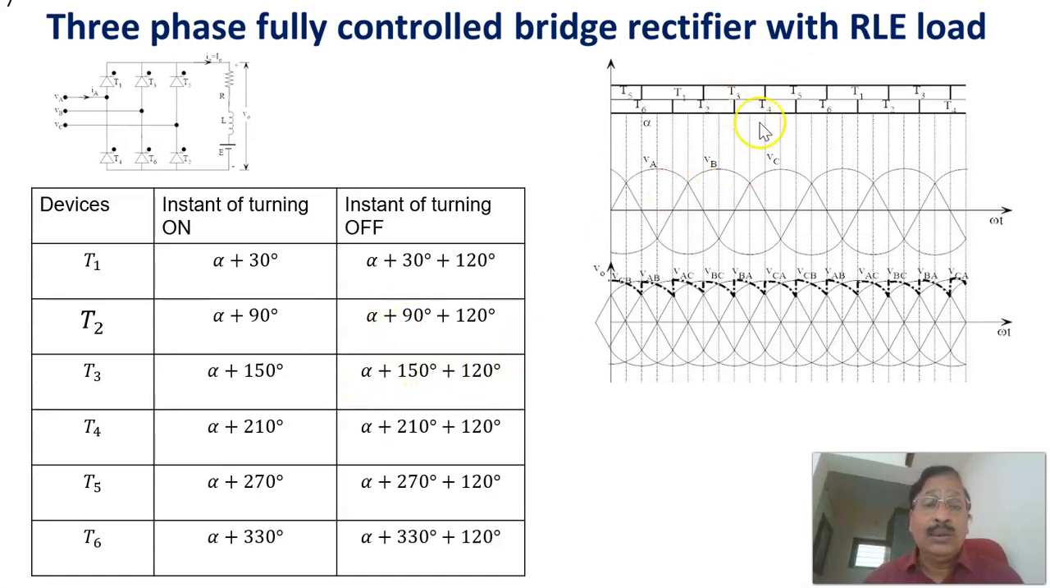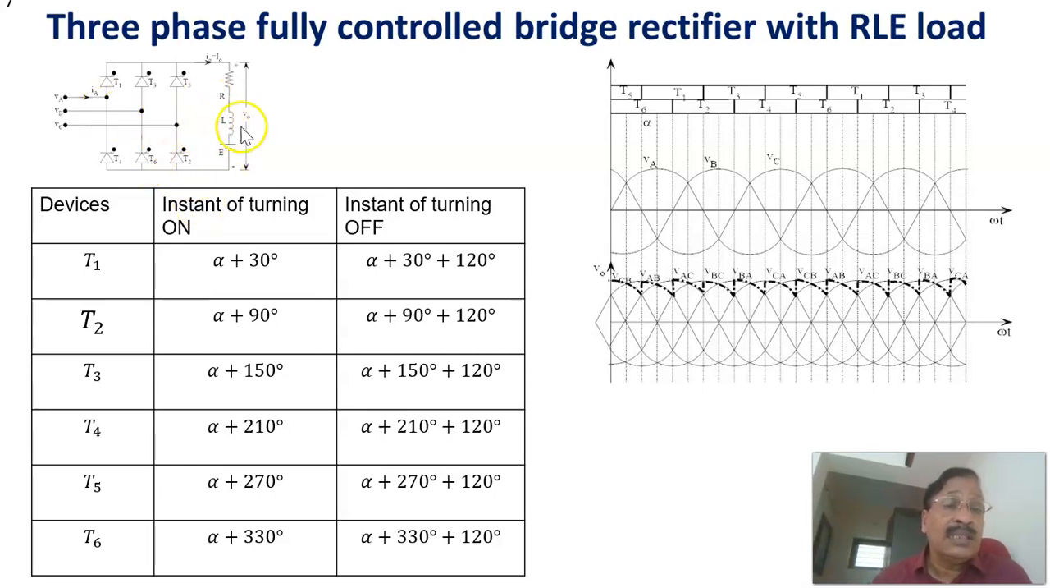Like that, you can mark which devices are conducting depending upon the firing angle, and from this you can find out at any instant. This is the way in which you can draw the voltages. At any instant, you see which thyristor from the positive group and which thyristor from the negative group are conducting. Depending upon that, the corresponding phase will be connected here. For example, if T1 and T2 are conducting, this point is connected to phase A and this point is connected to phase C, so that this voltage will become VAC.